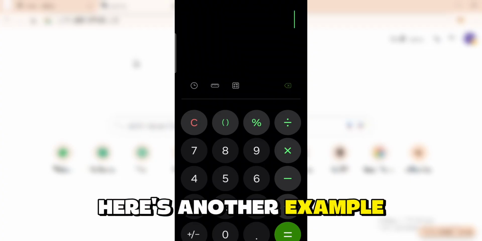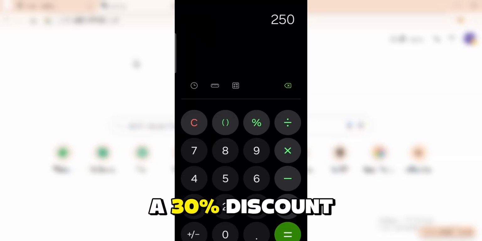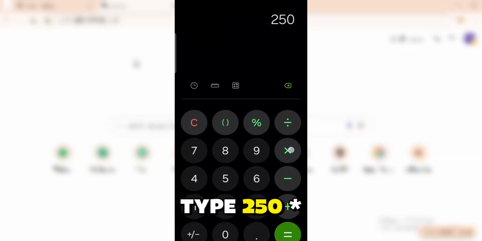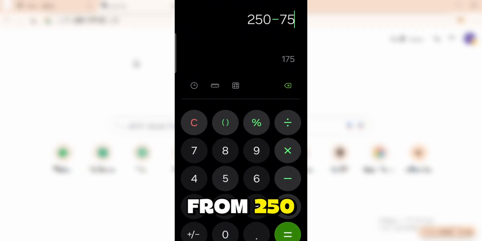Here's another example. If an item costs $250 with a 30% discount, type 250 times 0.3 to find the discount amount, which is 75. Then subtract it from 250. 250 minus 75 equals 175. So the final price is $175. And one more quick example for practice.